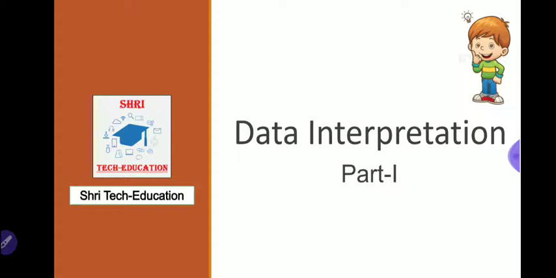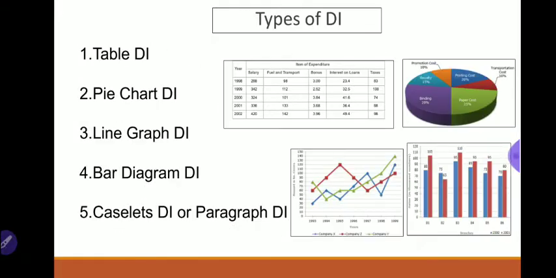So in this data interpretation, data is given in various forms which you have to interpret, and you have to solve the problems given on that data. So let us start with this session. First we will see what are the various types of DI. DI is the short form of data interpretation.